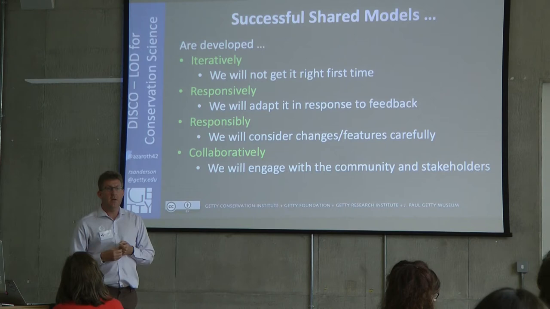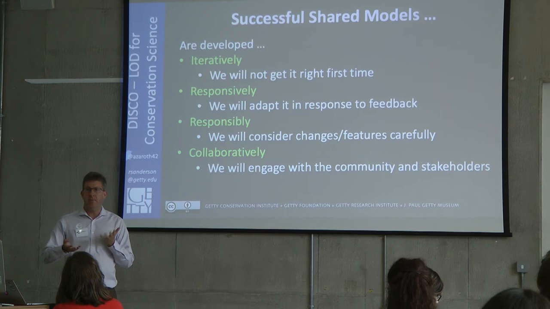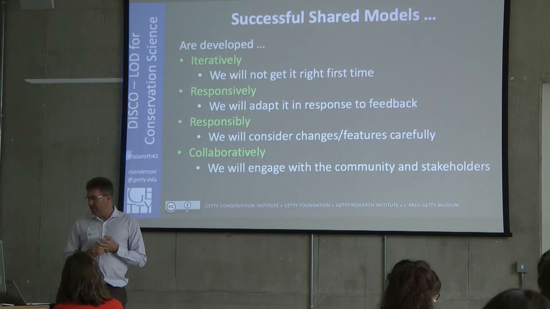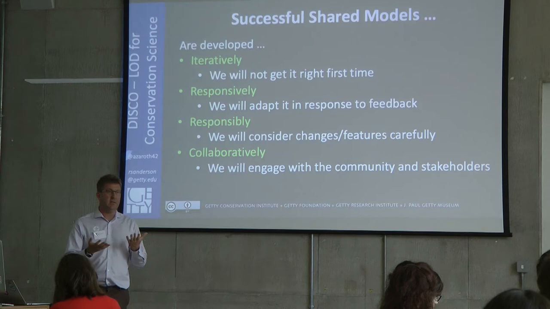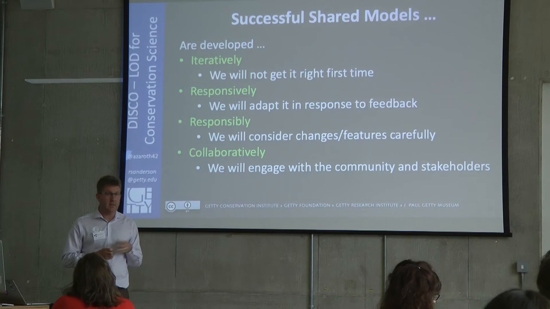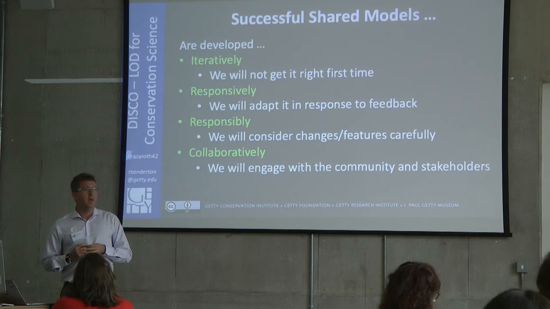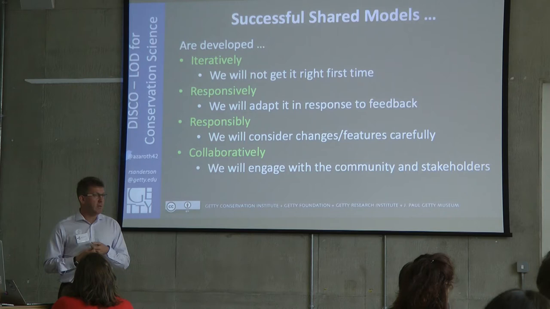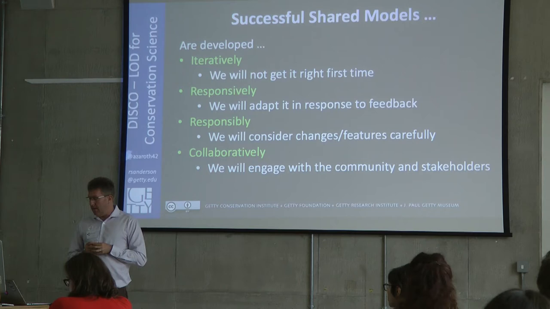The CRM evolves, so we're going to have to change things to stay in touch with the ontology. Responsively, so we'll adapt it in response to feedback. People come and say, we tried to use it and we couldn't understand X. Clearly we need to fix the documentation, or perhaps the model needs to be changed. But equally, responsibly, we're not just going to try and change things willy-nilly. We want to make sure that we are doing the right thing for the community rather than jumping at every single windmill.